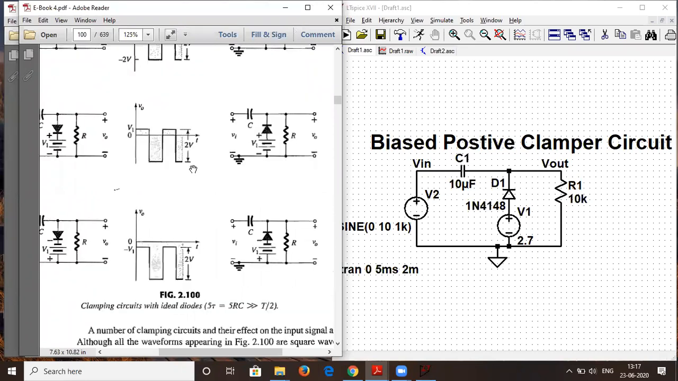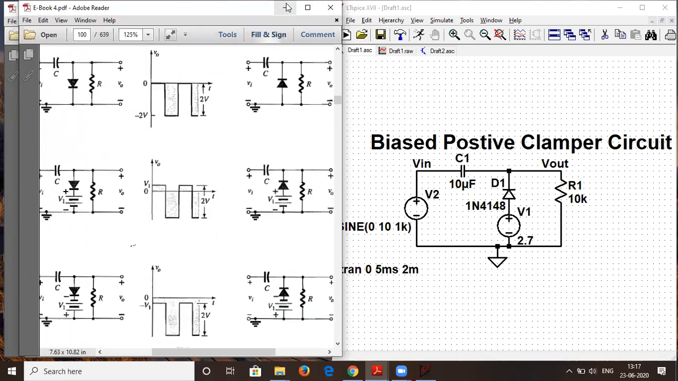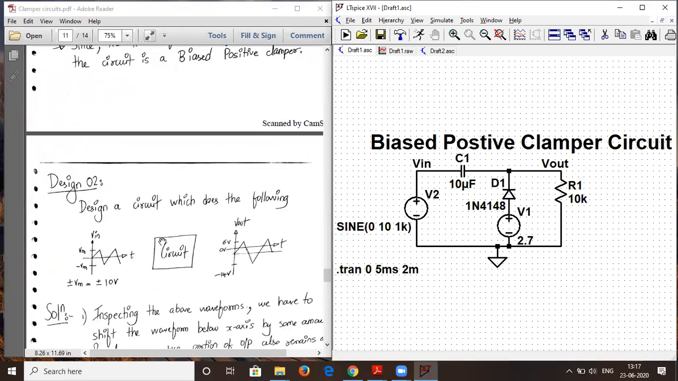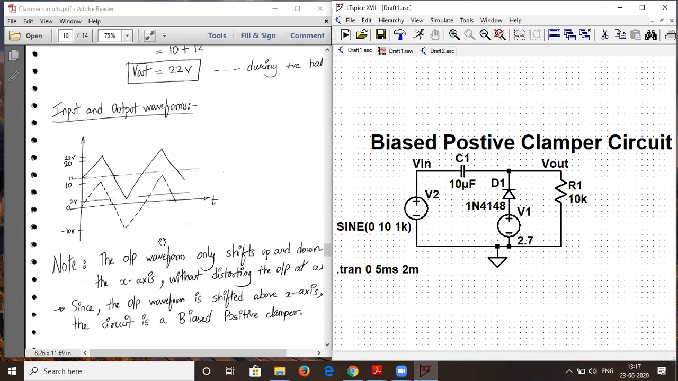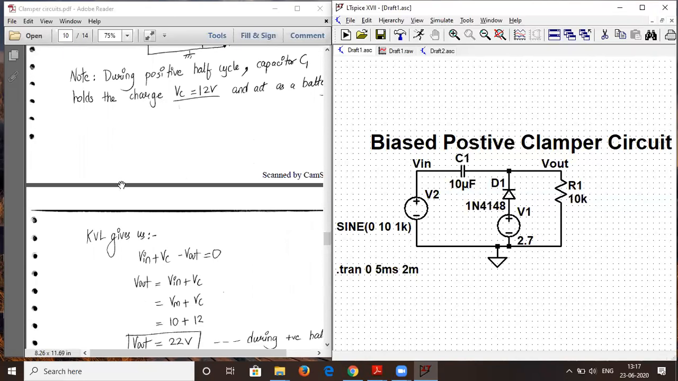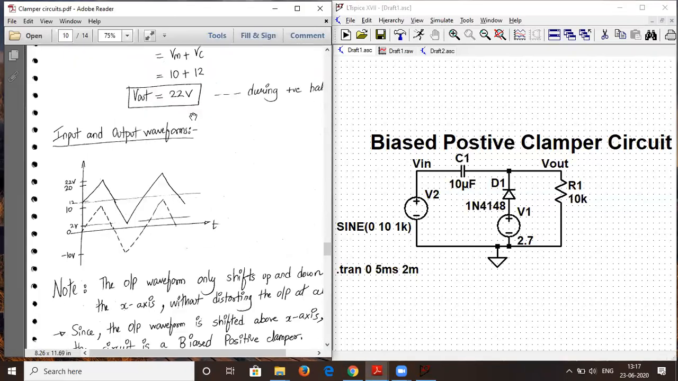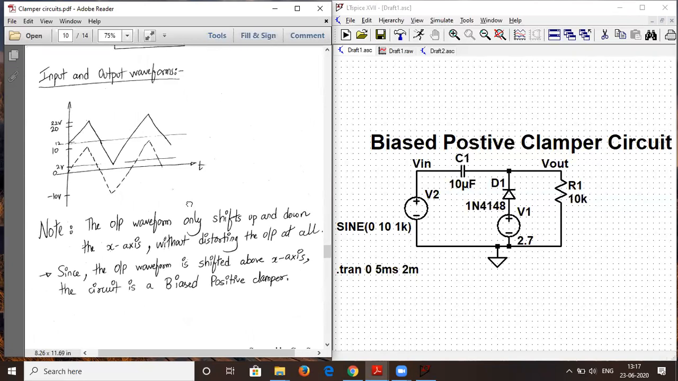We can simulate them easily using LTspice, and the results are quite accurate, as I've already shown you all over here. One thing is very clear: the clamper circuit will only clamp the output signal above or below the x-axis without distorting the output at all. So this is the clamper. These were the 2 clamper circuits which we have analyzed today.